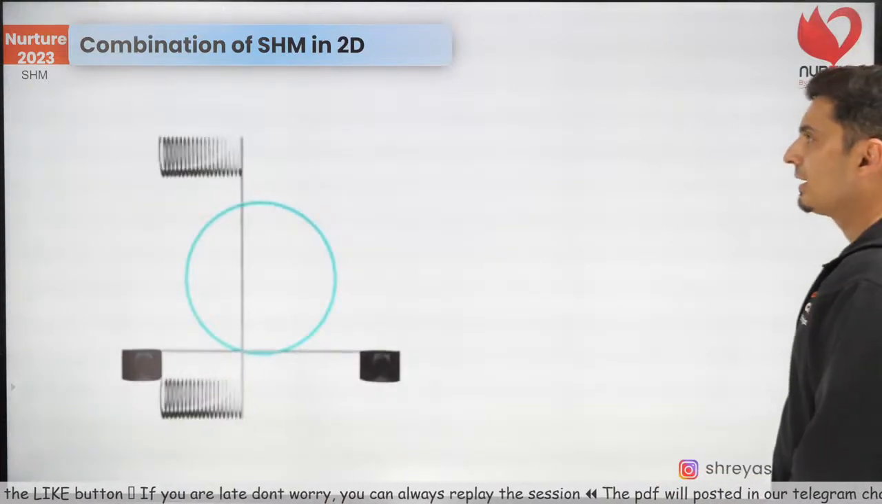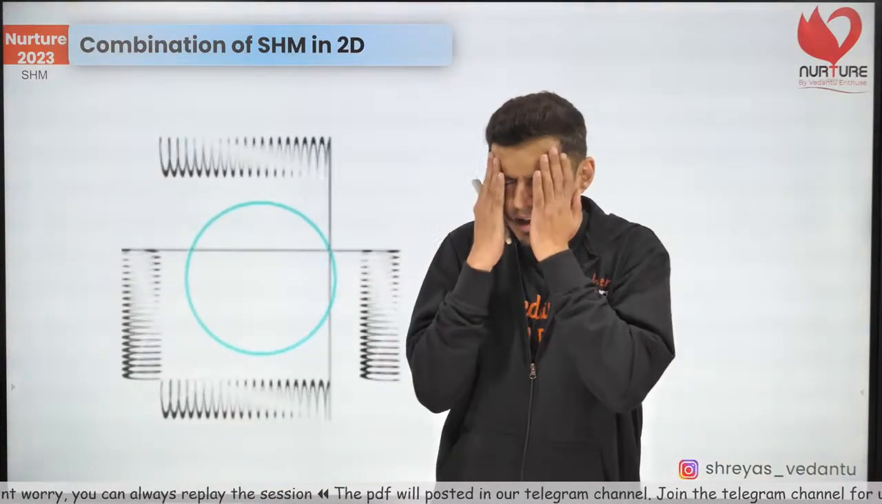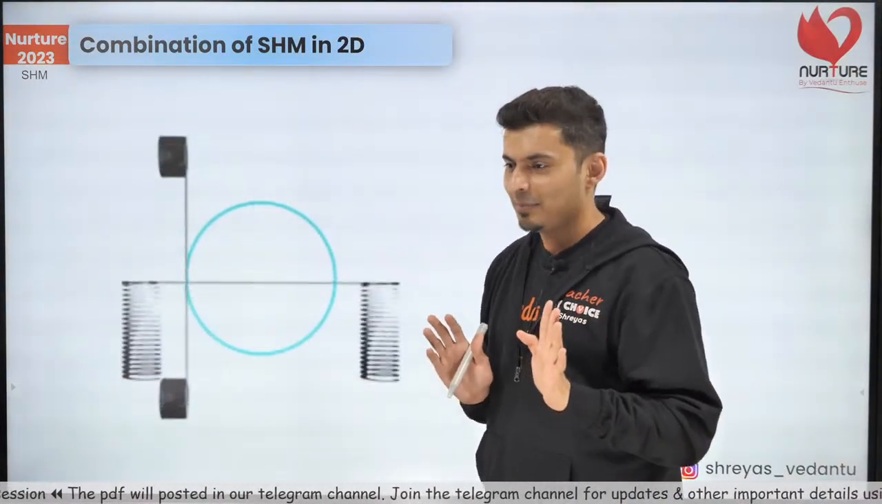Okay, great. Now how about adding two SHMs in 2D? Yep, how about adding two SHMs in 2D? You'll be like, sir, I just understood SHMs in 1D. Guys, SHMs in 2D is even more simple, actually speaking.